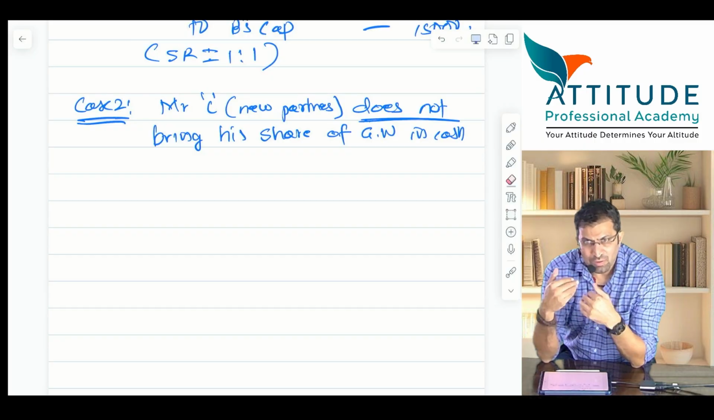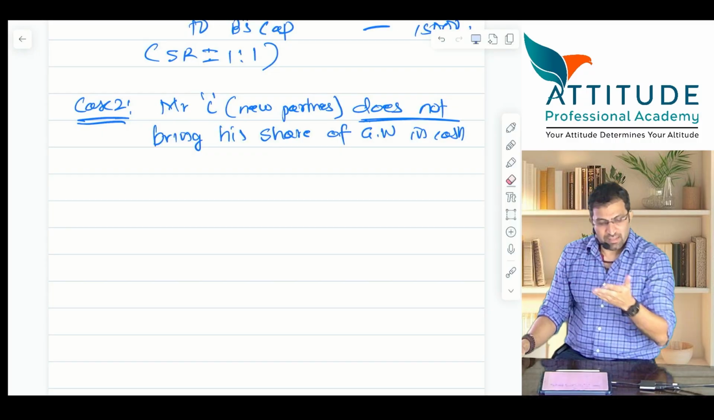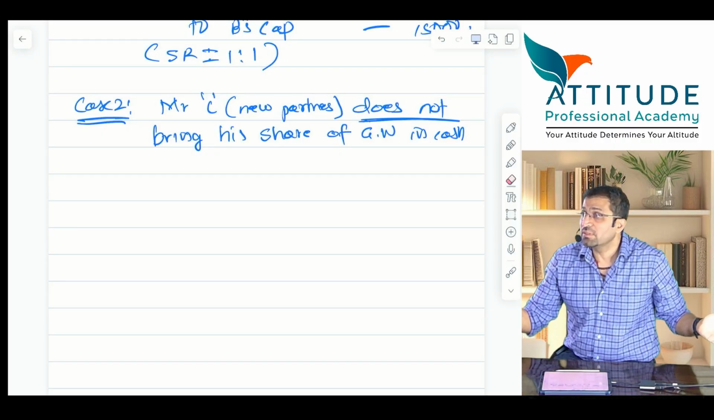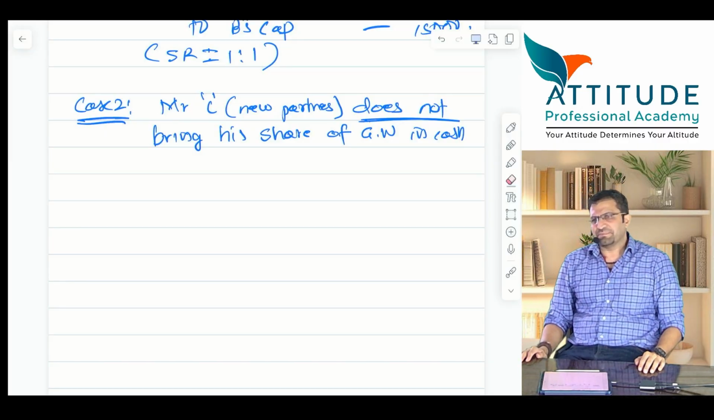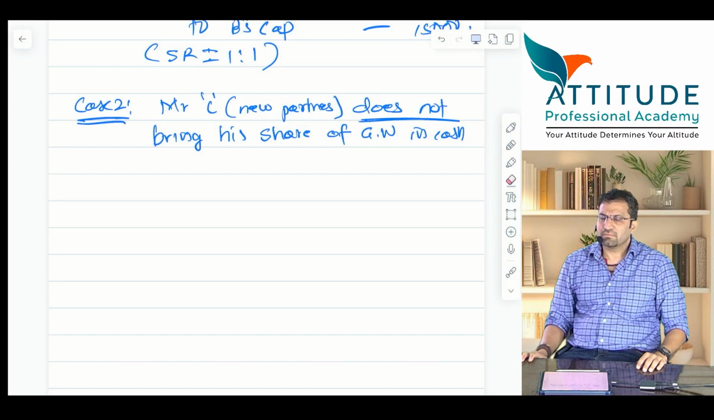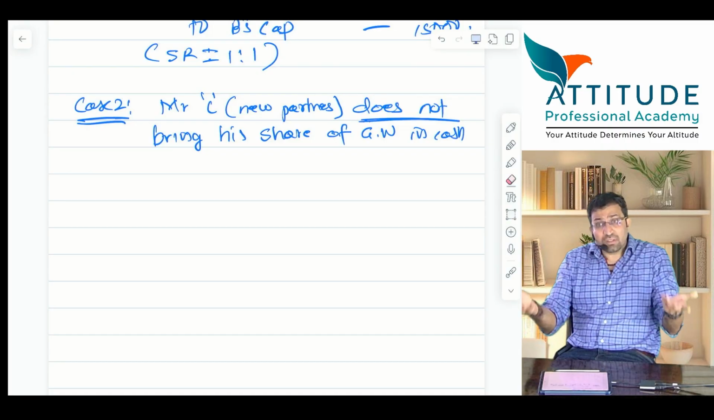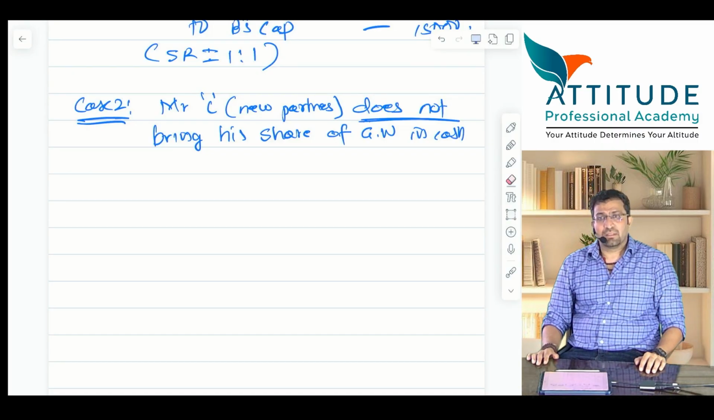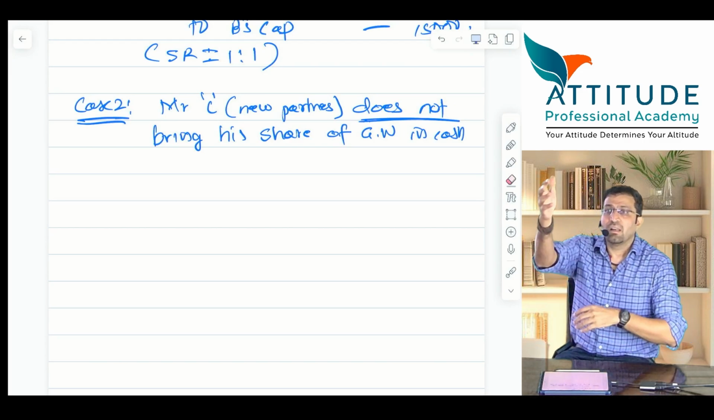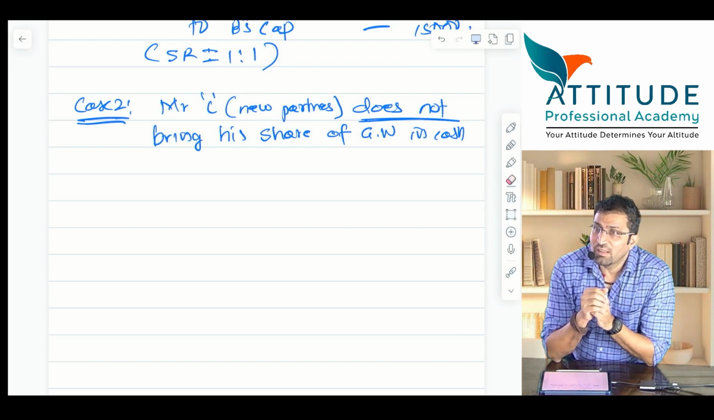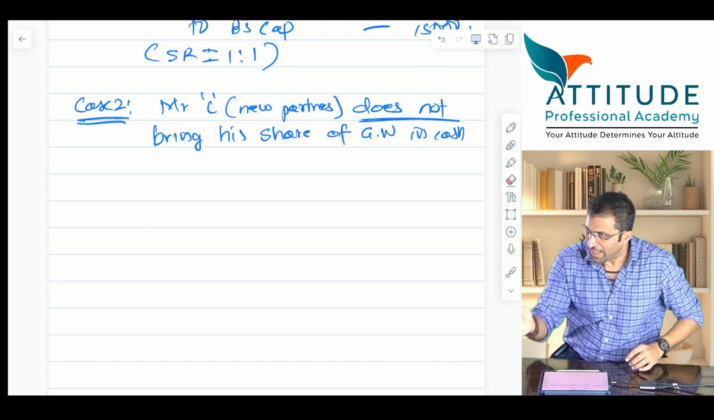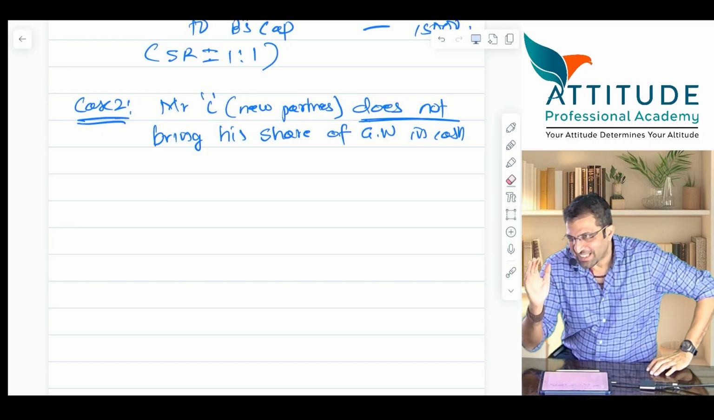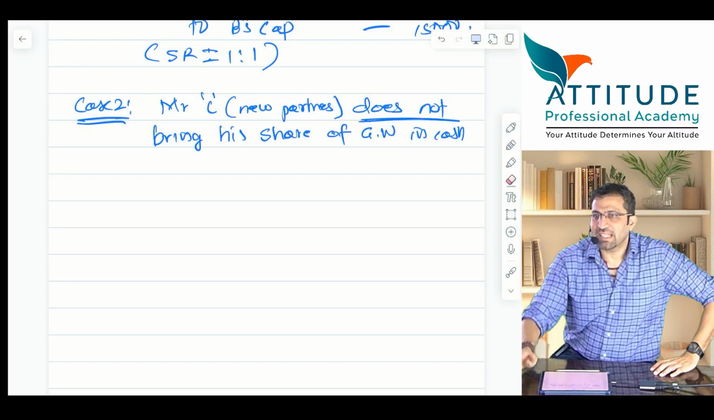Cash or bank account debit to C's capital. Ask next: my share of goodwill. Bringing 10 lakhs itself has exhausted me. Is that clear? I don't have that extra capacity to bring 30,000. Sorry, I will not bring it. He says, sir, don't worry, capital has come now, your capital will be reduced by 30,000. Thanks a lot. Correct answer.